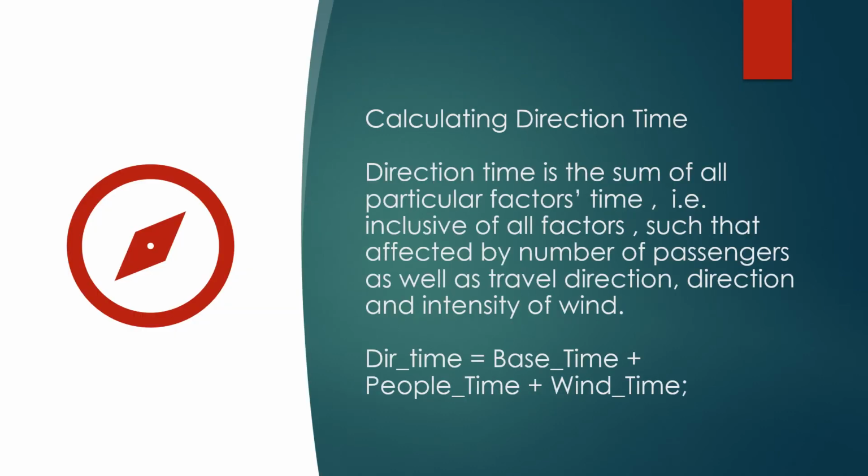Now calculating the direction time. Direction time is the sum of total times including all factors when they come into effect, such as the number of passengers, the travel direction, the force as well as the direction of the wind. Direction time equals base time plus people time plus wind time. This is the total time taken by a driver to complete the journey.